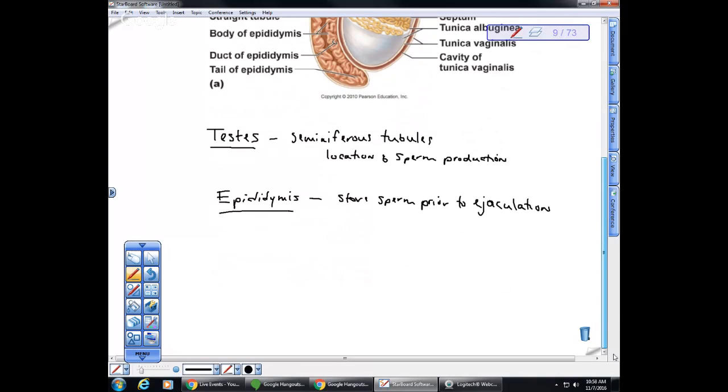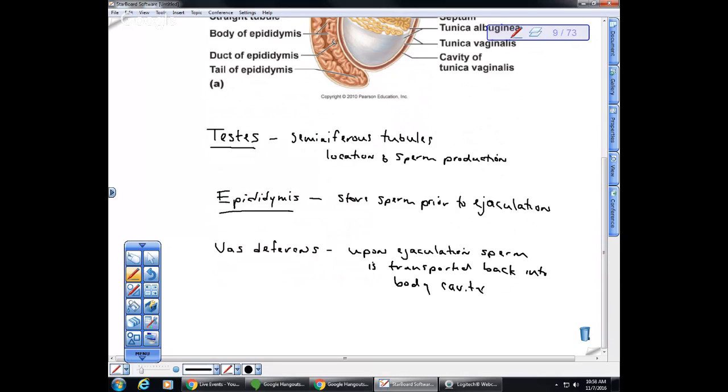Okay, so then we also talked about the vas deferens. So I'll write that one here as a structure. And the vas deferens carries sperm upon ejaculation. So we'll put upon ejaculation, sperm is transported back into the body cavity. Okay, so when they label the vas deferens, oftentimes that's the only structure they're showing, but remember the vas deferens runs within the spermatic cord.